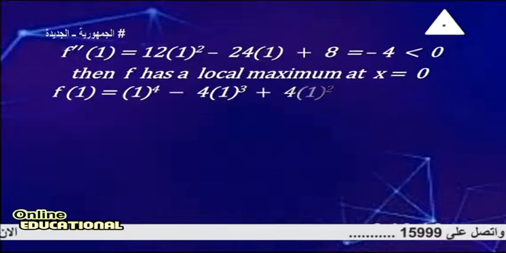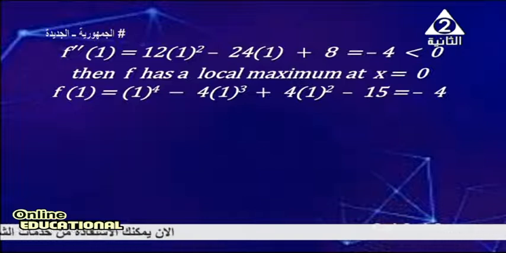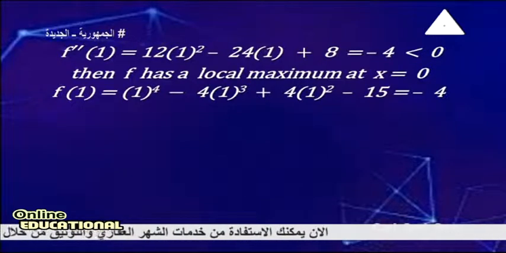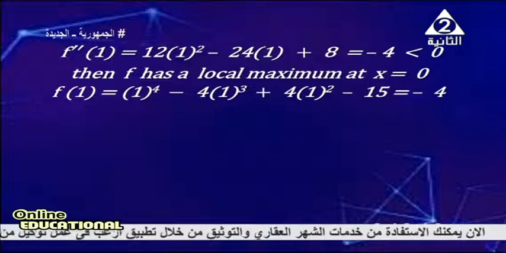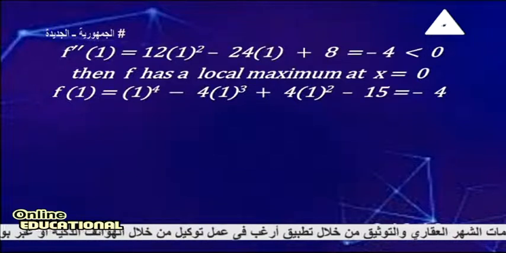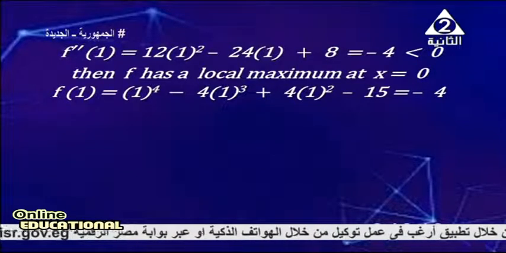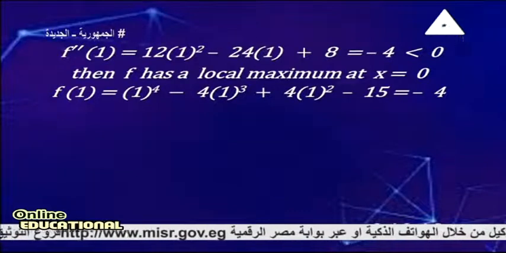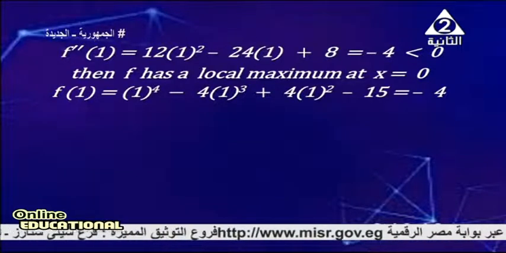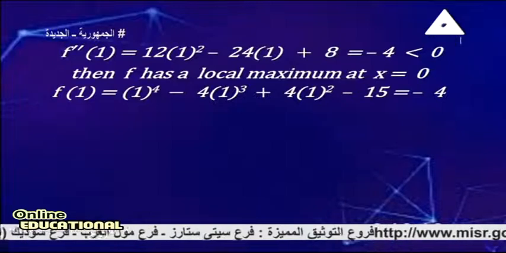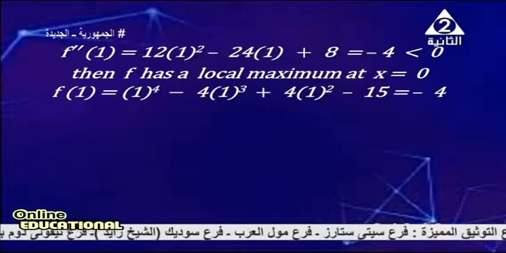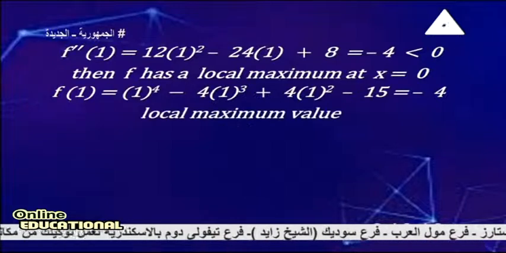Now, what is the value of y when x equals 1? F of 1 equals 1 to the power 4 minus 4 times 1 to the power 3 plus 4 times 1 to the power 2 minus 15 equals negative 14. Negative 14 is the local maximum value.